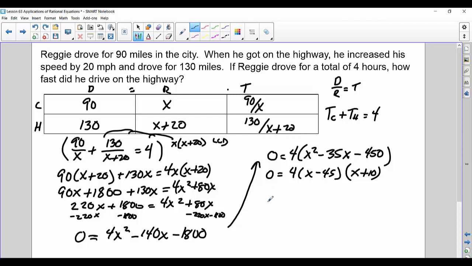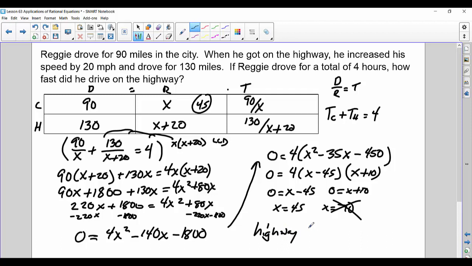And that gives me, what's that give me? 0 equals x minus 45. 0 equals x plus 10. So x equals 45 and x equals negative 10. That doesn't make any sense. x is the rate driven in the city. They wanted the highway rate. So highway is 45 plus 20 or 65 miles per hour.